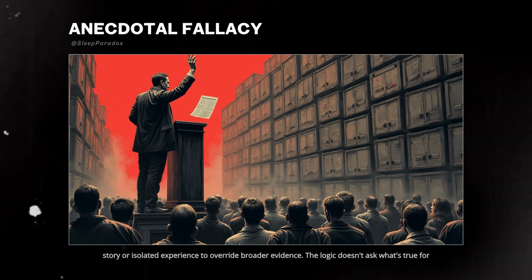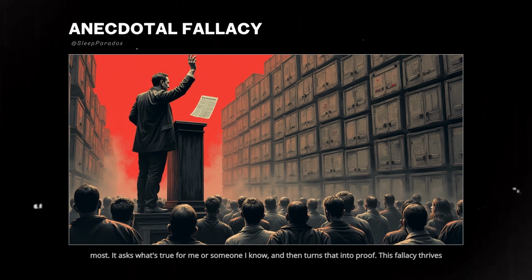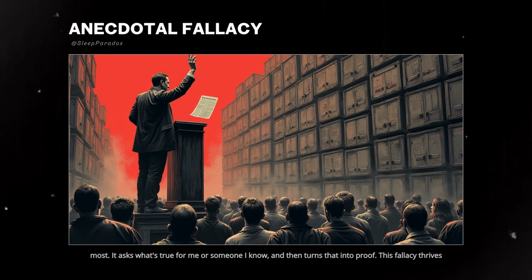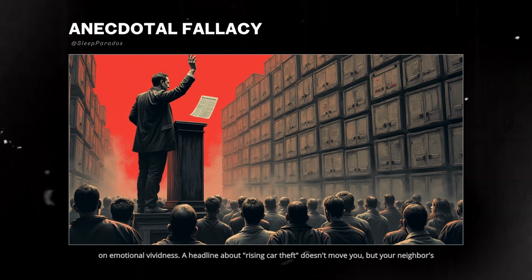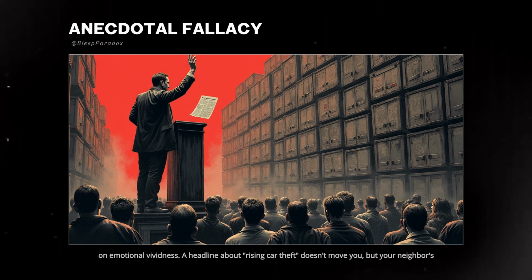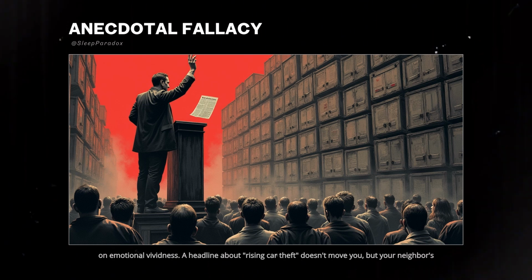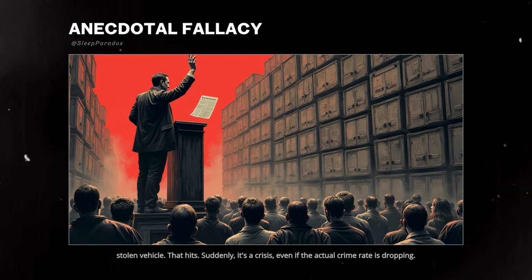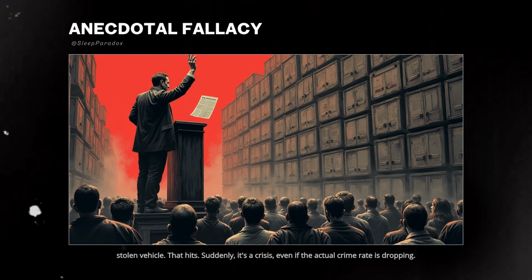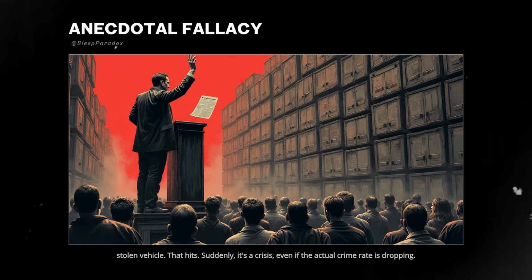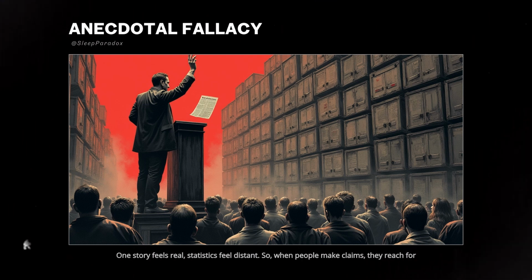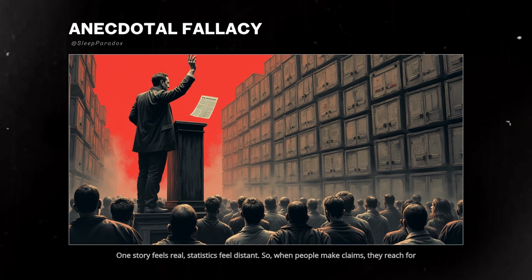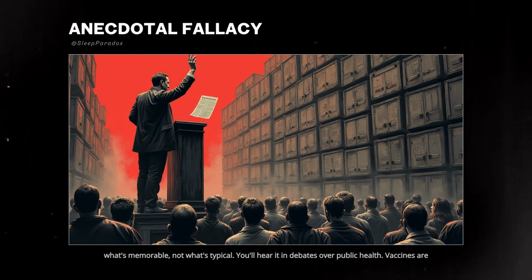The logic doesn't ask what's true for most. It asks what's true for me, or someone I know, and then turns that into proof. This fallacy thrives on emotional vividness. A headline about rising car theft doesn't move you, but your neighbor's stolen vehicle? That hits. Suddenly, it's a crisis, even if the actual crime rate is dropping. One story feels real, statistics feel distant. So when people make claims, they reach for what's memorable, not what's typical.